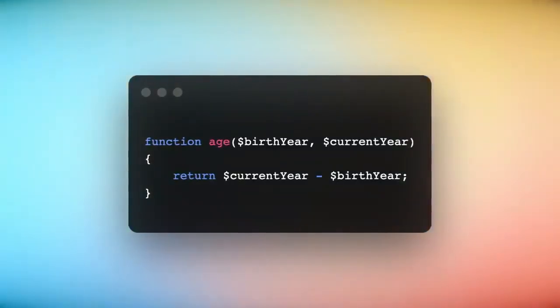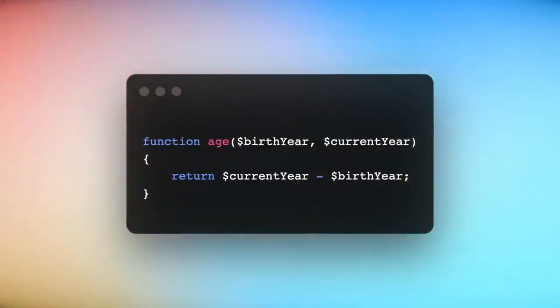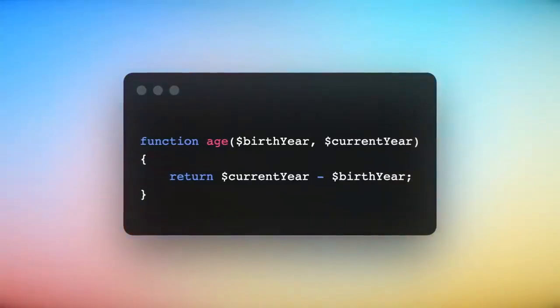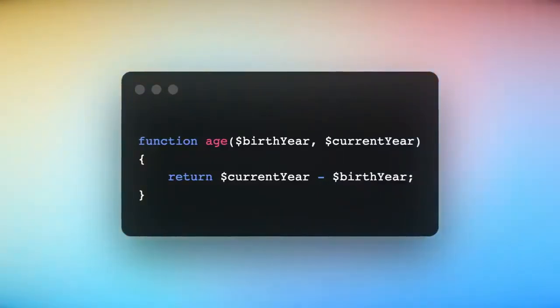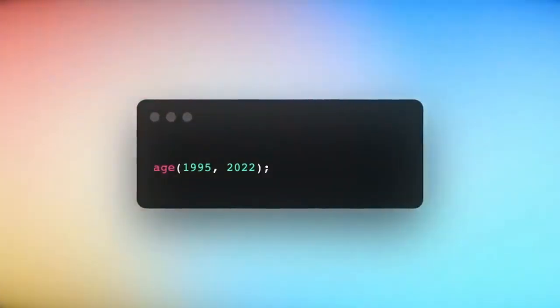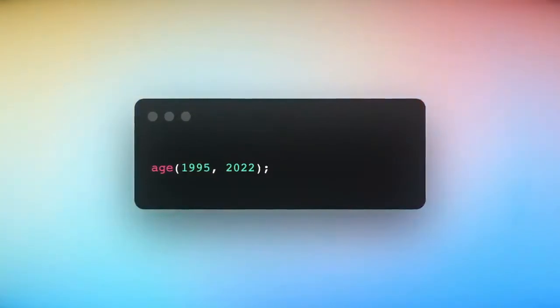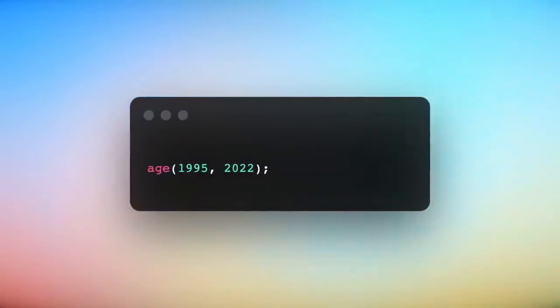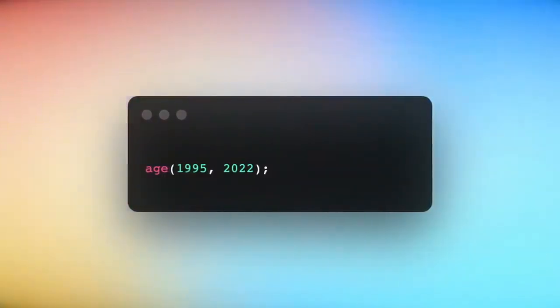In this function, we want to calculate the age of a person. So inside the function body, we need to subtract the value of the birth year variable from the value of the current year variable, and then return the results for the function caller to use. To return the results from a function, we use the return keyword. And now if we want to use this function in our code, we can call it by name. After the name, we add parentheses, and inside these parentheses, we provide the arguments required by the function.